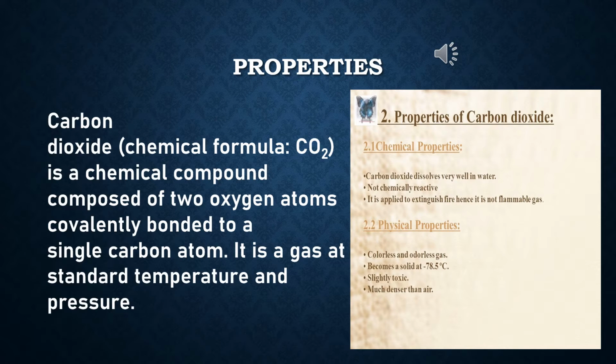Now next one, physical properties. Carbon dioxide is a colorless and odorless gas. It becomes a solid at minus 78.5 degrees Celsius. Already you know about dry ice. Third one, it is slightly toxic. And the fourth one, it is much denser than air. That's why generally the collection of carbon dioxide happens by upward displacement of air.